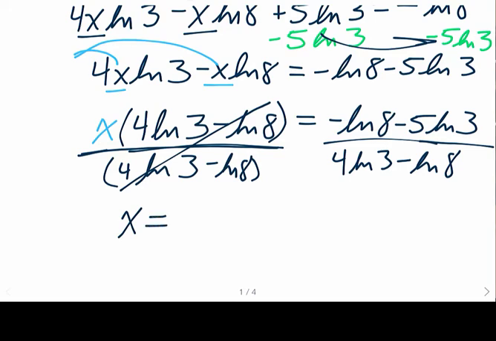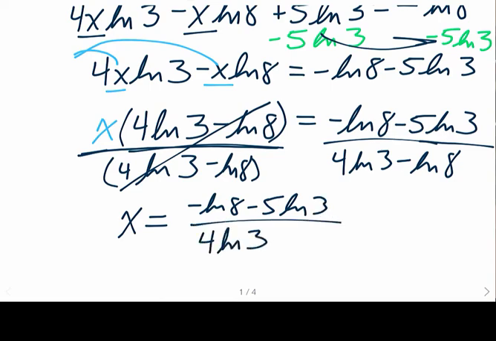On the right-hand side, it doesn't really look pretty. Negative natural log of 8 minus 5 times the natural log of 3 divided by 4 times the natural log of 3 minus the natural log of 8. That is the exact answer.